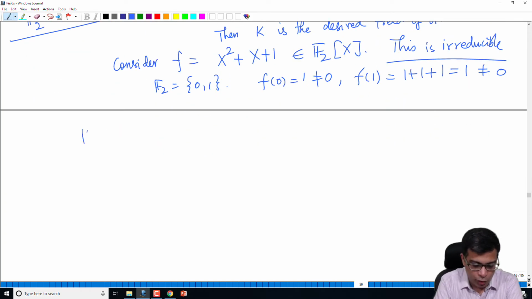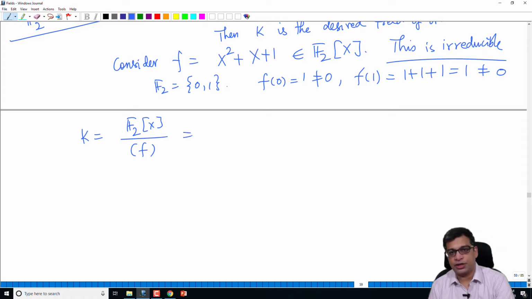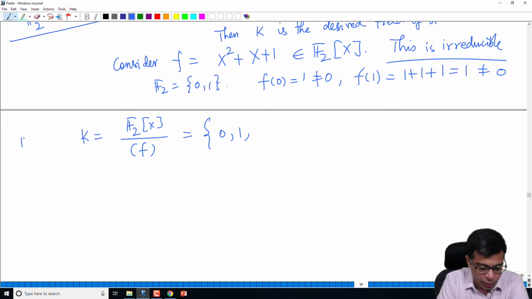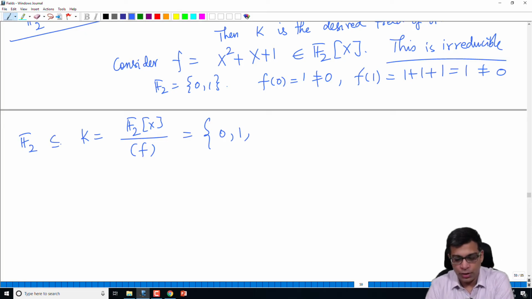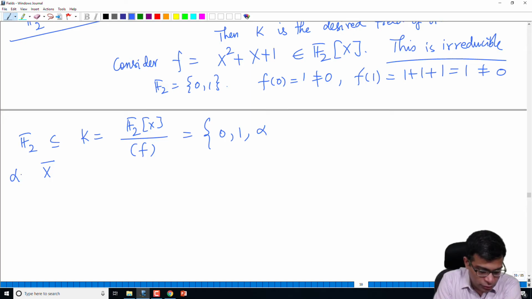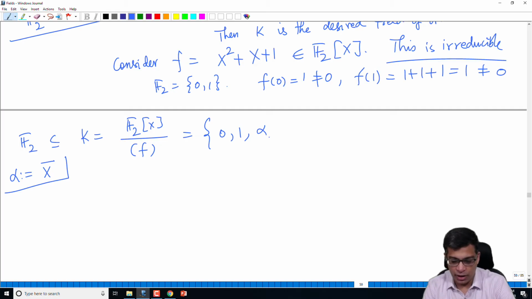So take K to be F_2[x] mod f, and it's supposed to have 4 elements. I'm going to list the 4 elements like this. So we have 0 and 1. Remember, it is going to contain F_2. The other elements will be alpha. Remember, x squared plus x plus 1 is declared to be 0. So you take x bar to be alpha. The notation is you call alpha equal to x bar. Then you will have x bar plus 1, and that's all.